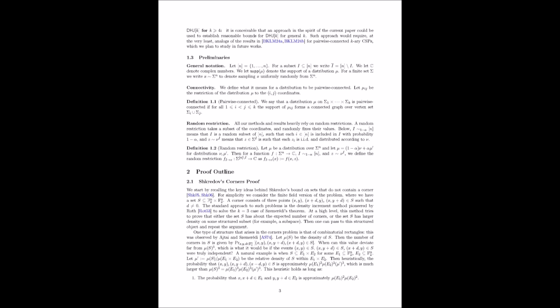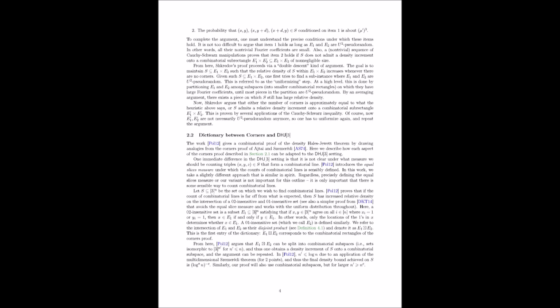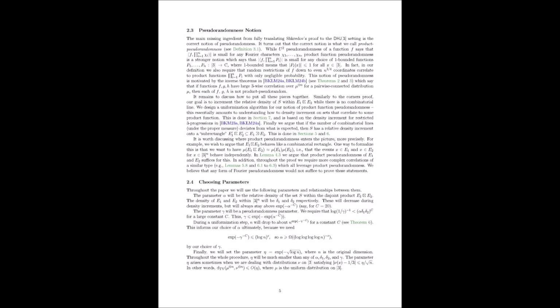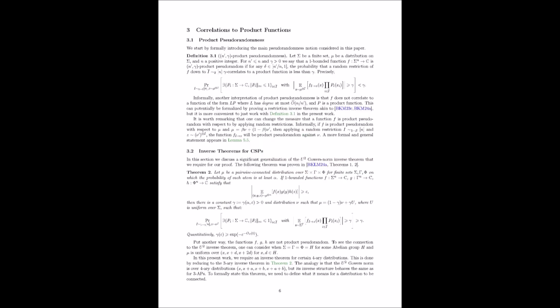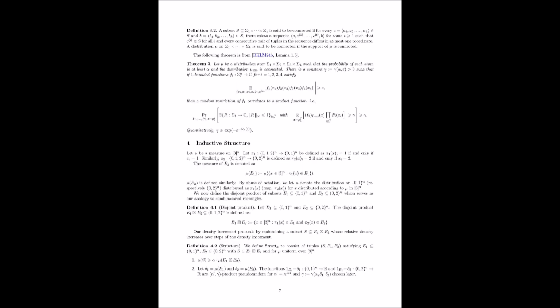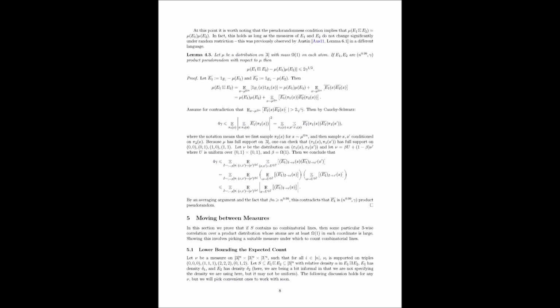What happens next? The paper explores different ways to measure or count those combinatorial lines. It might seem like a technical detail, but it's crucial for their approach. Choosing the right measure, or mathematical yardstick, can make a huge difference in the effectiveness of the proof. Think of it this way: you wouldn't use a ruler to measure the volume of a liquid, you'd use a measuring cup. Similarly, they need a measure that's specifically tailored to the properties of those combinatorial lines and how they interact within these dense sets. So it's about finding the right tool for the job.